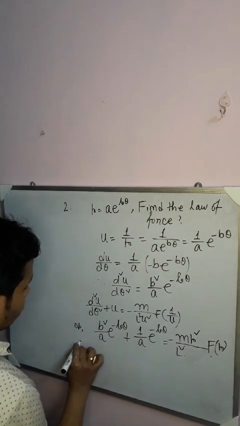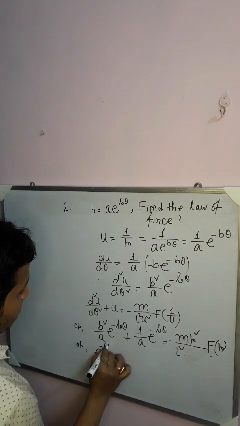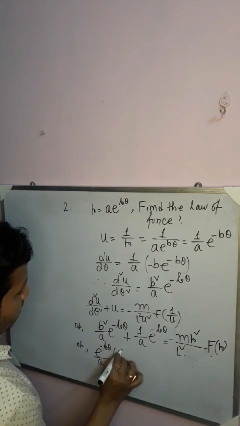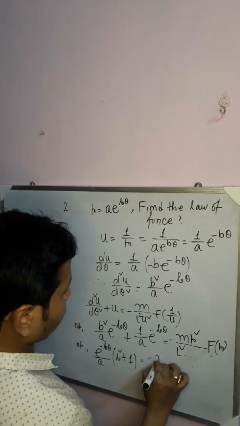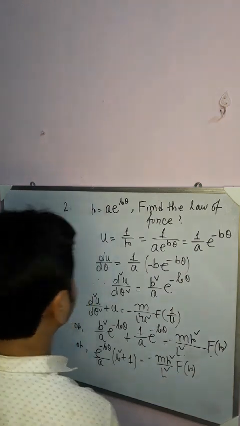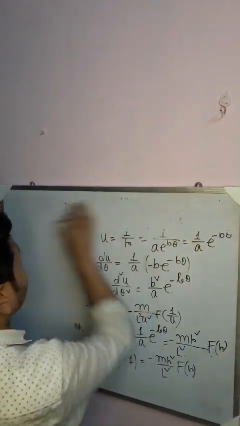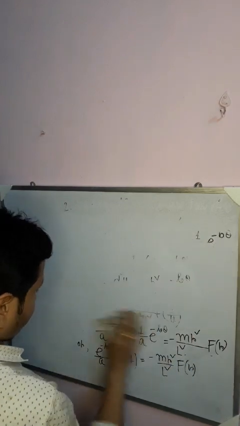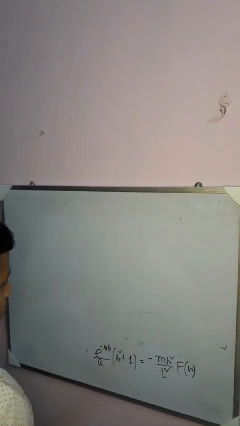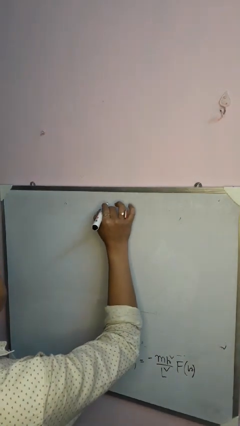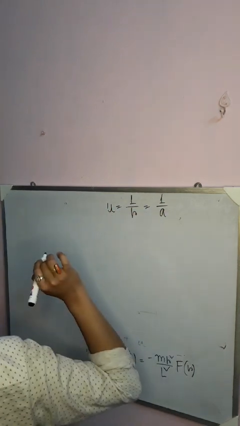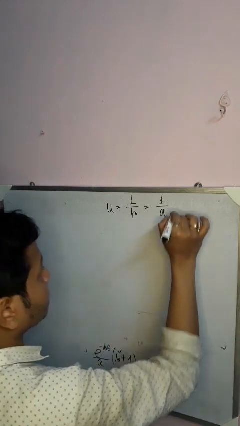Okay, so if you take common e to the power minus bθ by a, then what you get? You get b² plus 1, this is simply minus m r² by L² f of r. Now u is simply 1 by r, that means 1 by a into e to the power minus bθ.